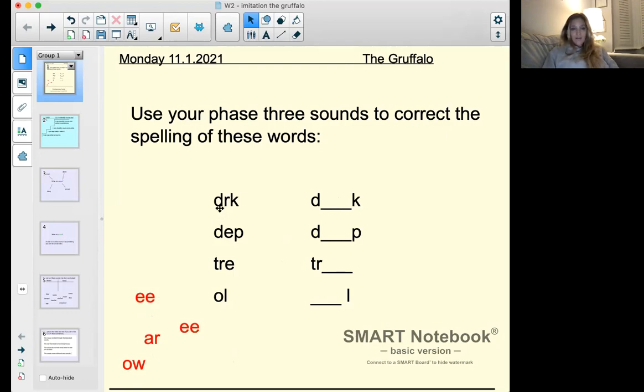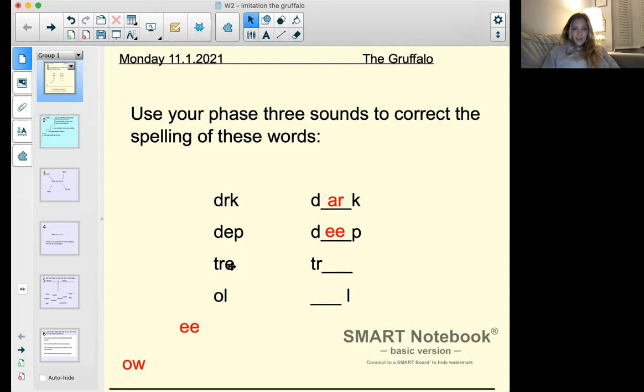All right, welcome back. So the first word we have is dark, ark. You chose ar like cards, ark. Well done. Next we have dep. I don't know a word in the story that says dep. I could try that a different way. Deep. That's right, but that's the wrong e sound. So I'm going to choose my phase 3 e sound. ee like leek.